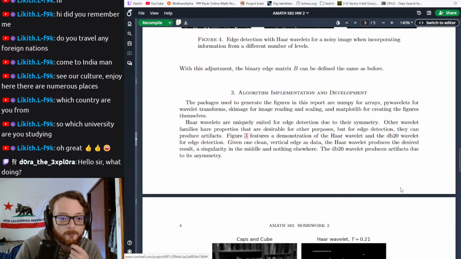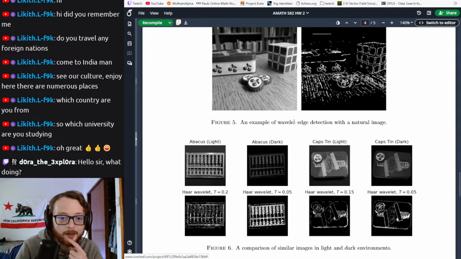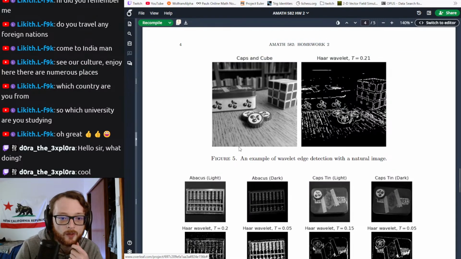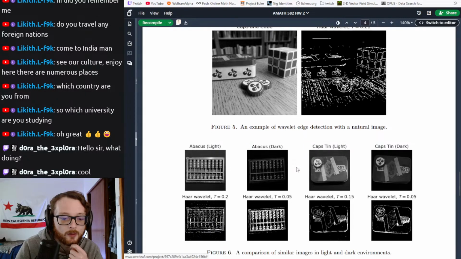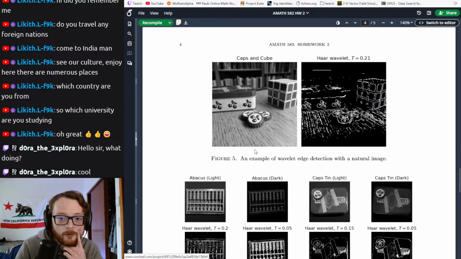And then the final part was to take some pictures for yourself and apply the edge detection to them in different conditions. So when it's light, when it's dark, high contrast, low contrast. This one, I think, came out pretty cool.